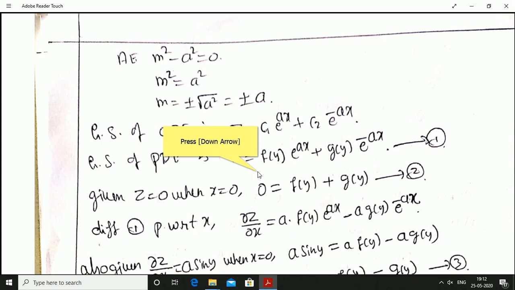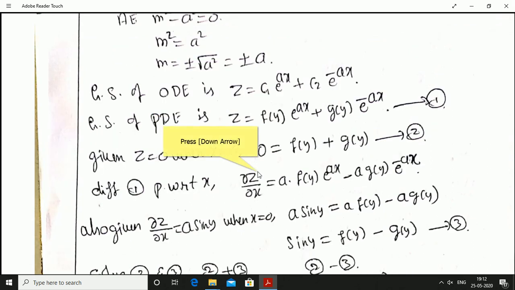Now apply the second condition. Del z by del x is equal to a sin y when x is equal to 0. So the above equation takes the form a sin y is equal to a into f of y minus a into g of y. Or else take a as common, that a gets cancelled with the left hand side. A sin y is equal to f of y minus g of y. Call it as equation 3.